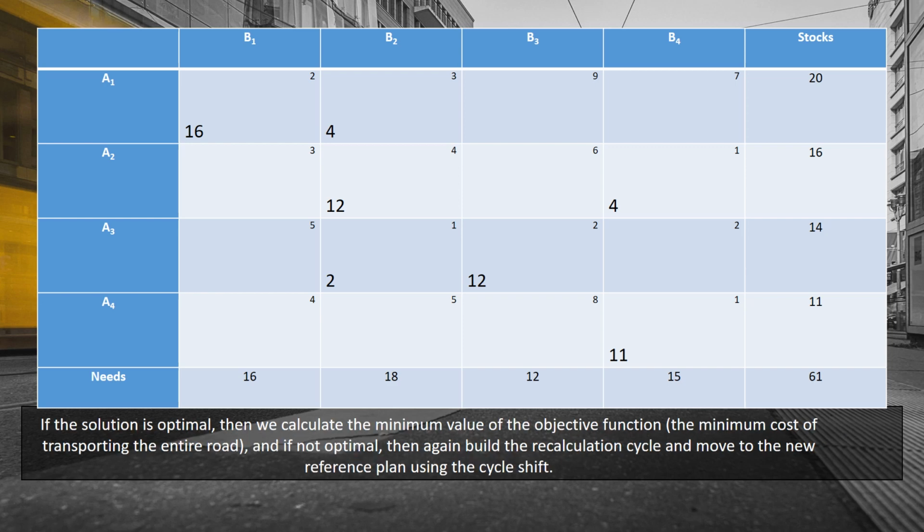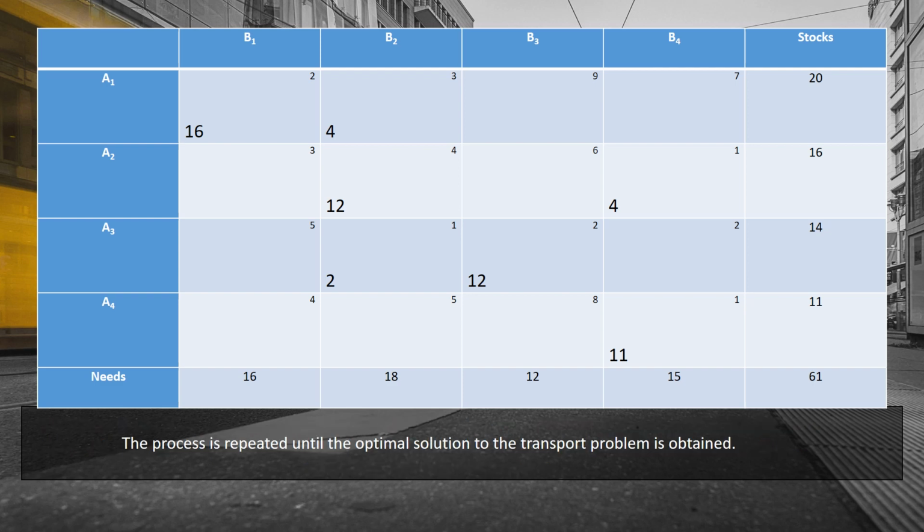If the solution is optimal, then we calculate the minimum value of the objective function, the minimum cost of transporting the entire cargo. And if not optimal, then again build the recalculation cycle and move to the new reference plan using the cycle shift. The process is repeated until the optimal solution to the transport problem is obtained.